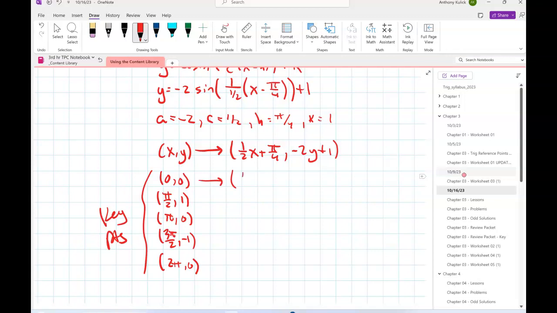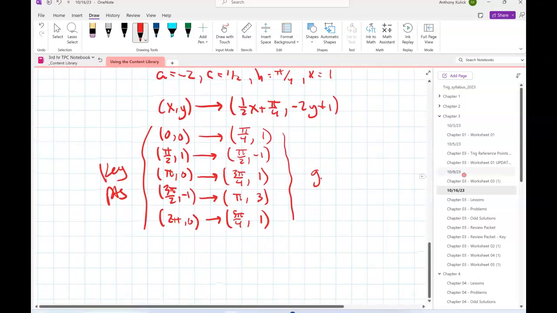So 1/2 times 0 plus pi over 4 is pi over 4. Negative 2 times 0 plus 1 is 1. 1/2 times pi over 2 is pi over 4, plus another pi over 4 is pi over 2. Negative 2 times 1 plus 1 is negative 1. Pi times 1/2 plus pi over 4 is 3 pi over 4. And then negative 2 times 0 plus 1 is 1. 3 pi over 2 times 1/2 plus pi over 4 is pi. And then negative 2 times negative 1 plus 1 is 3. And then 1/2 times 2 pi plus pi over 4 is 5 pi over 4. And then negative 2 times 0 plus 1 is 1. So these are my transform points that I'd be graphing.